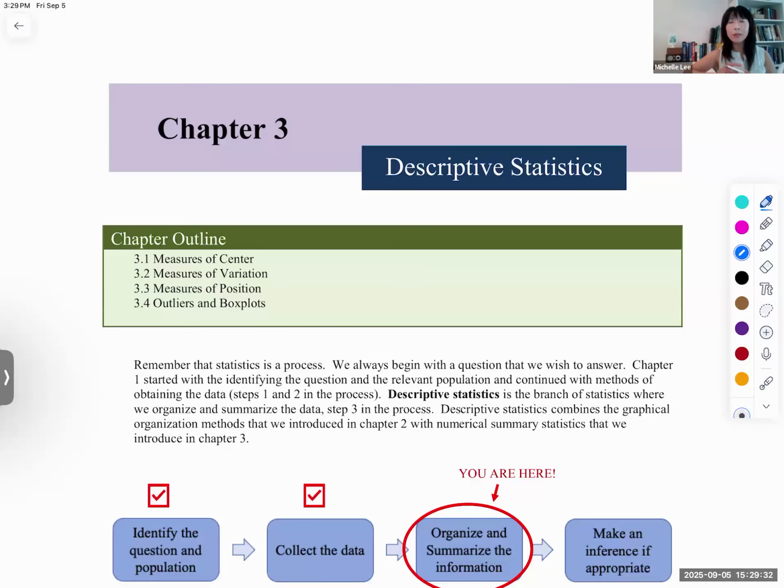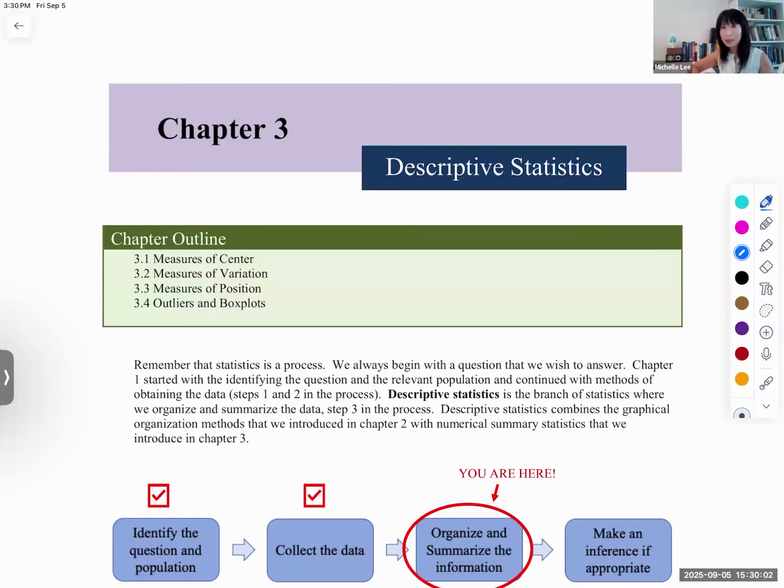Hello, everyone. Finally, we are getting to chapter 3. Chapter 3 is about descriptive statistics. It's one of the branches of statistics. We say that statistics is the science of collecting data, organizing data, analyzing data, and interpreting data.